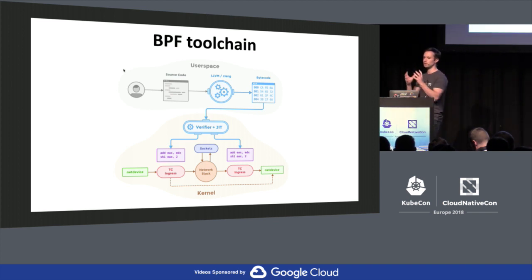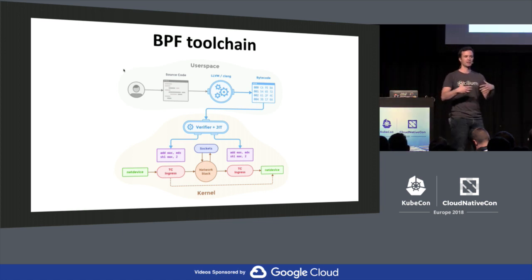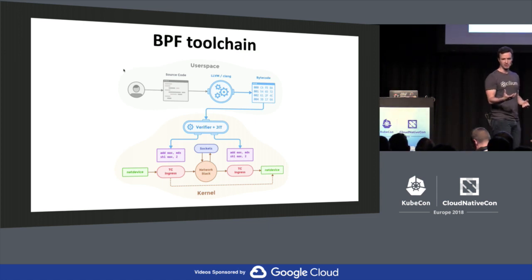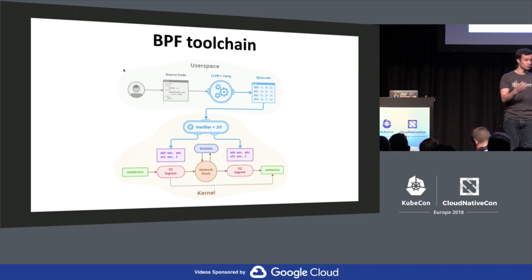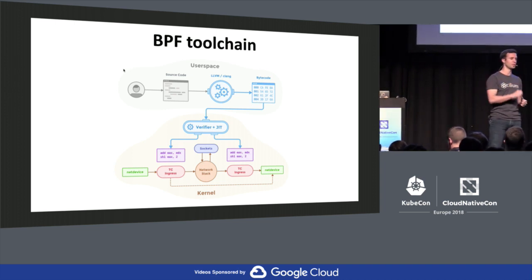You can then load this into the kernel and attach it to multiple points. You can attach it to whenever a network packet is being received, whenever a system call is being performed, whenever a trace point in the kernel is being hit, whenever a user space probe, so whenever a function in your application is being hit.